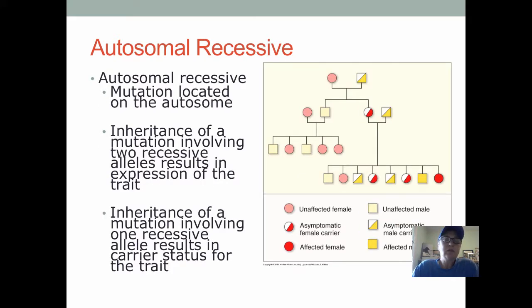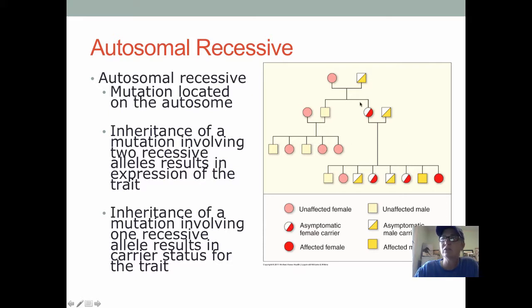Moving on to autosomal recessive, most of the time, this is what we're talking about when we talk about genetic disorders. The mutation is located on the autosome chromosome again, and it involves two recessive alleles. And it's often involving a carrier. The carrier is represented by this little line here, where it's a half thing.